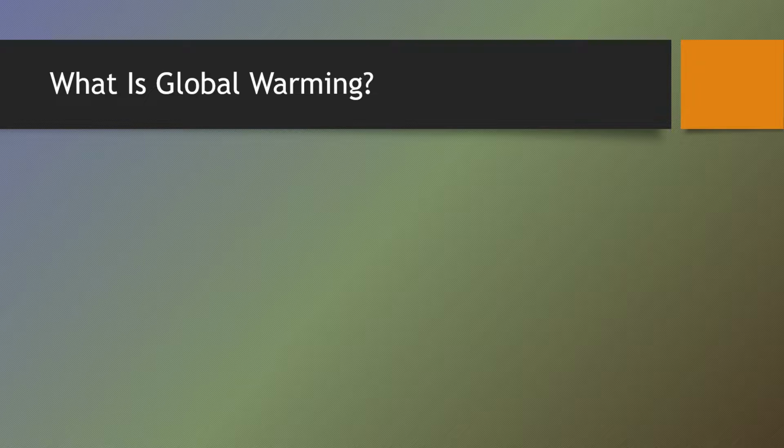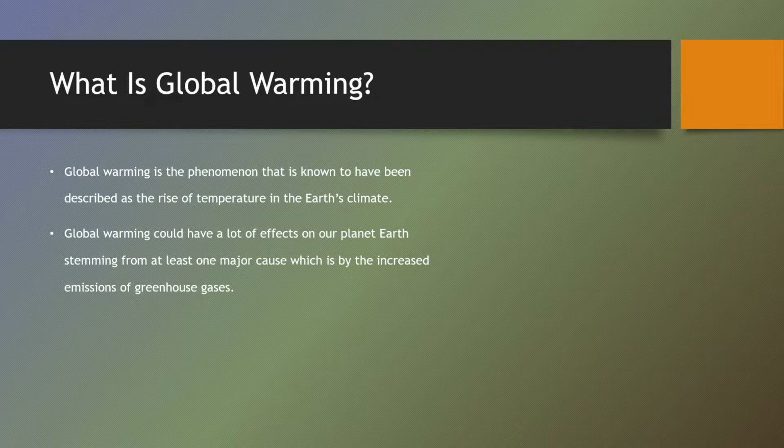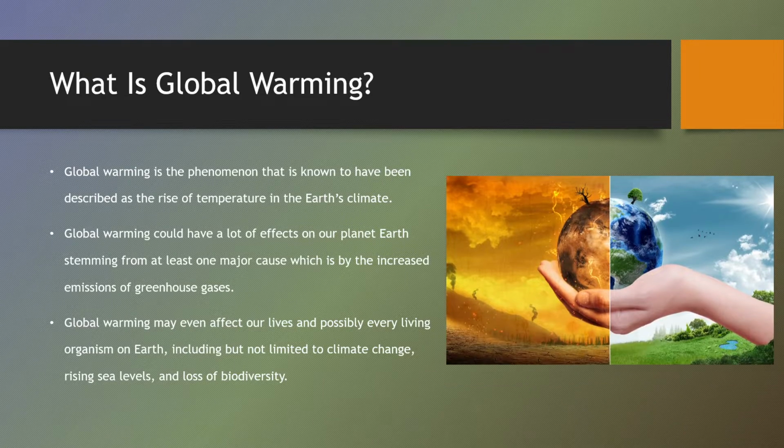Firstly, what is global warming? Global warming is the phenomenon that is known to have been described as the rise of temperature in the Earth's climate. Global warming could have a lot of effects on our planet Earth, stemming from at least one major cause, which is the increased emissions of greenhouse gases. Global warming may even affect our lives and possibly every living organism on Earth, including but not limited to climate change, rising sea levels, and loss of biodiversity. As you can see in this image, one side looks all destroyed and the other one looks like a paradise.